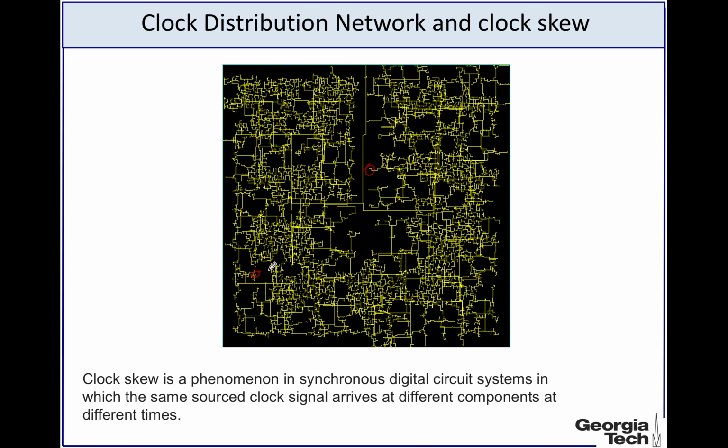But as you can see, this is a complicated network and quite often that doesn't happen. As a result, there may be a slight difference in the time at which the clock signal reaches different blocks, and that is essentially called the clock skew. Again, clock skew is formally defined as a phenomenon for which the same clock signal arrives at different parts of the circuit at different times. So this is clock skew.